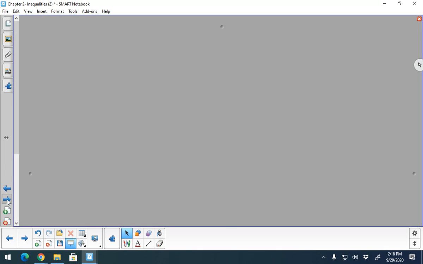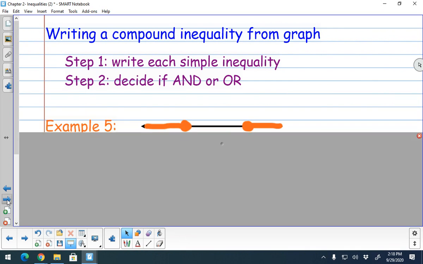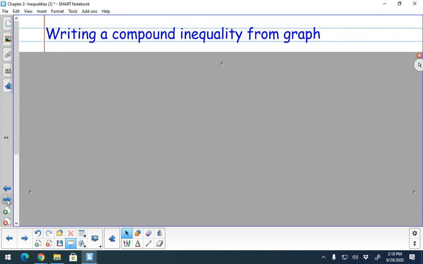All right. What else do I got for you? Anything? Ooh, these ones are fun. All right, just write the heading. So again, it's a little subheading: Writing a compound inequality from a graph.